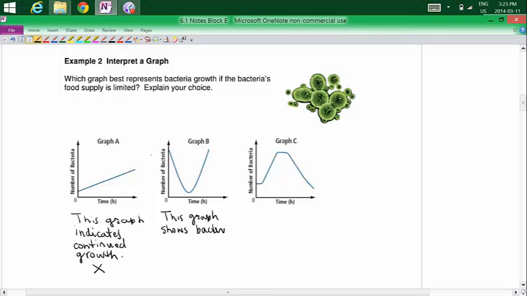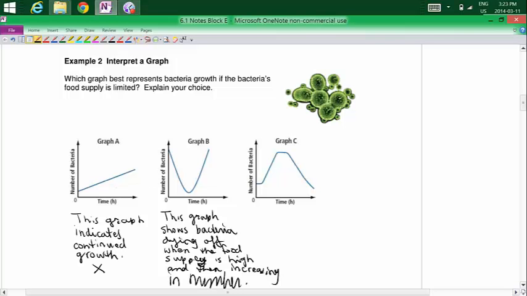bacteria dying off when the food supply is high, and then increasing in number. Which is what you wouldn't expect, right? If the food supply was going to be running out.